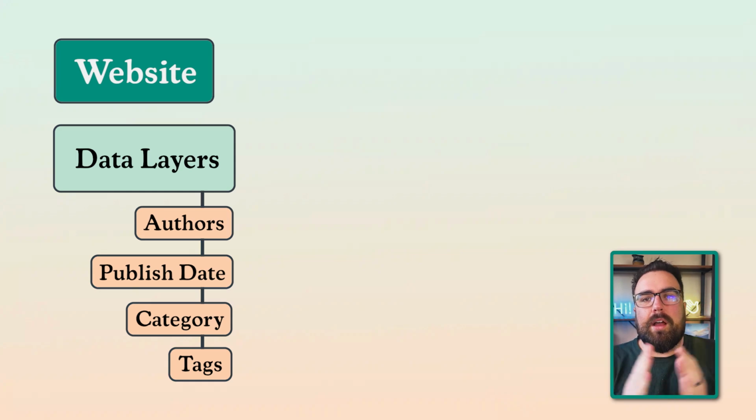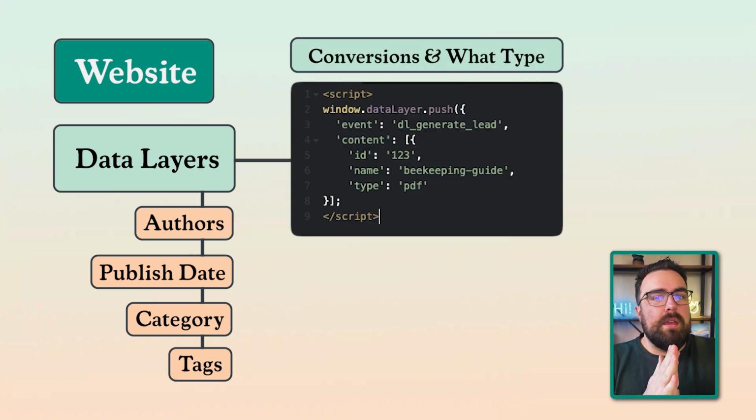So if you can get that, say for example, it was a free trial and the type is of our basic plan. Or if you say what they signed up for, the beekeeping ultimate guide, and the type was a PDF, right? So you can have those things really structured, the what and the type.